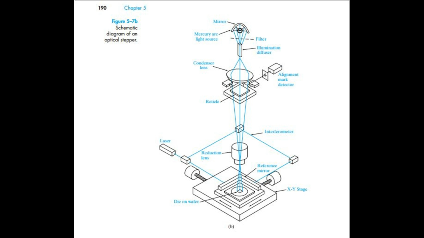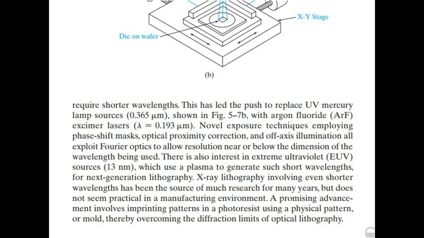Novel exposure techniques employing phase shift masks, optical proximity correction, and off-axis illumination all exploit Fourier optics to allow resolution near or below the dimension of the wavelength being used. There is also interest in extreme ultraviolet, EUV, sources, 13 nanometers, which use a plasma to generate such short wavelengths, for next-generation lithography. X-ray lithography involving even shorter wavelengths has been the source of much research for many years, but does not seem practical in a manufacturing environment.